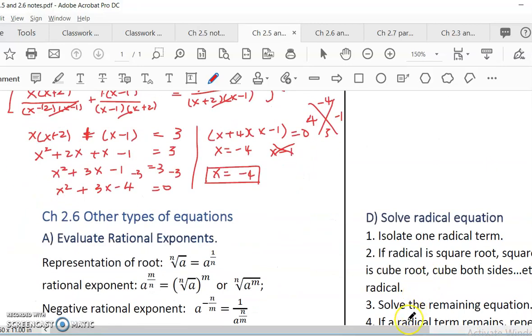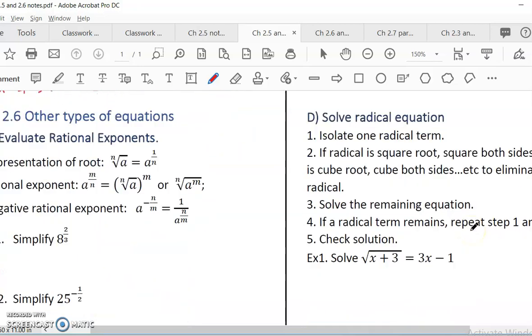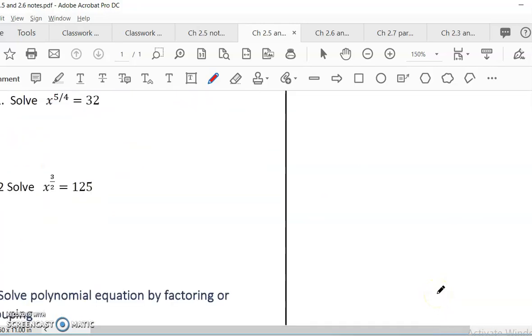So polynomial equations, and then the next one is radical equations. That means that the unknown is in a radical. So how can we solve those? That would be in the next videos, I think.